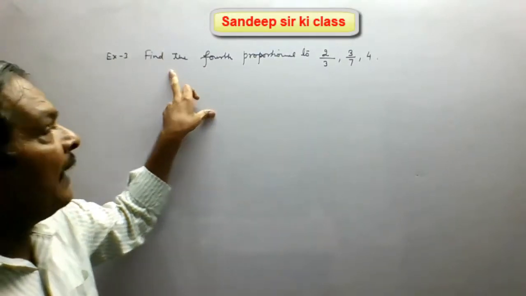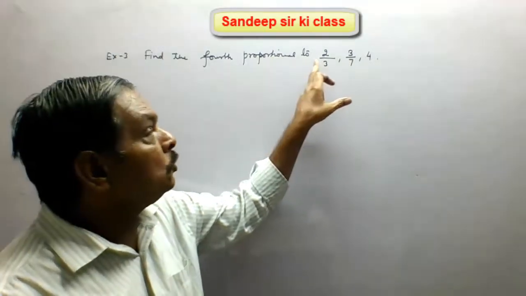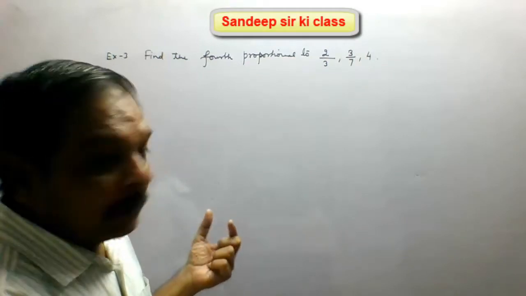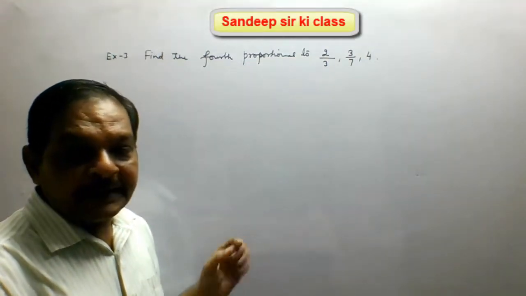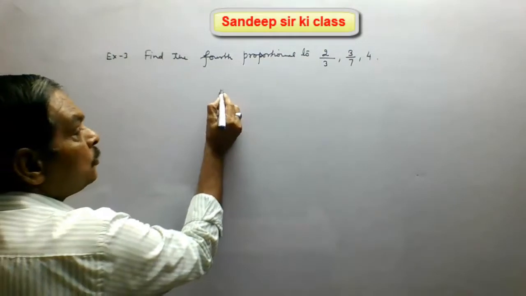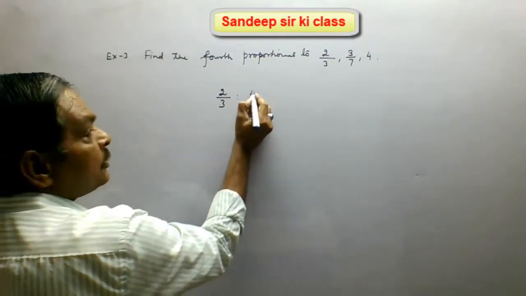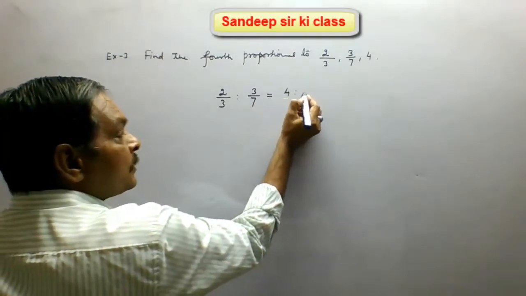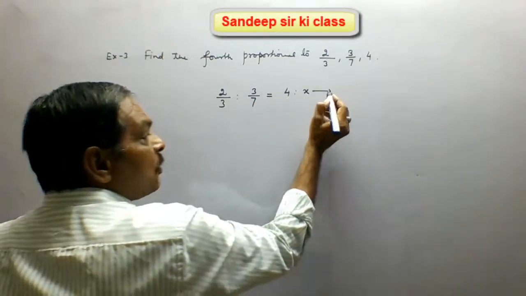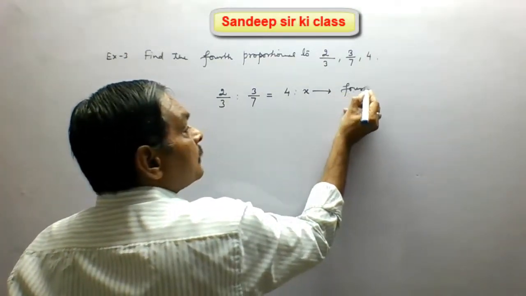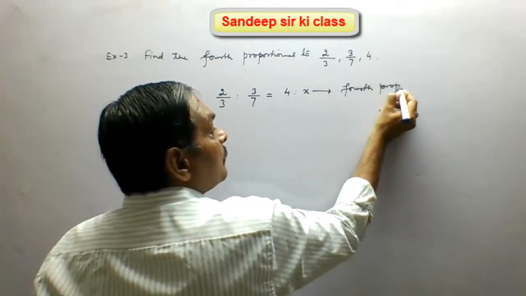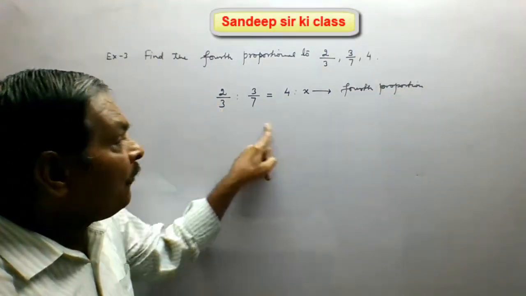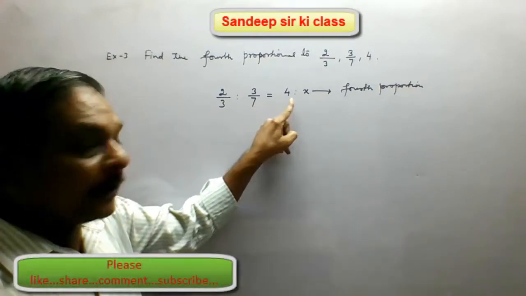Example 3: find the fourth proportional to 2 upon 3, 3 upon 7 and 4. Now we take the fourth proportion as x, means 2 upon 3 ratio 3 upon 7 will be equal to 4 ratio x. This x is our fourth proportion. Now again, product of extremes will be equal to product of means.